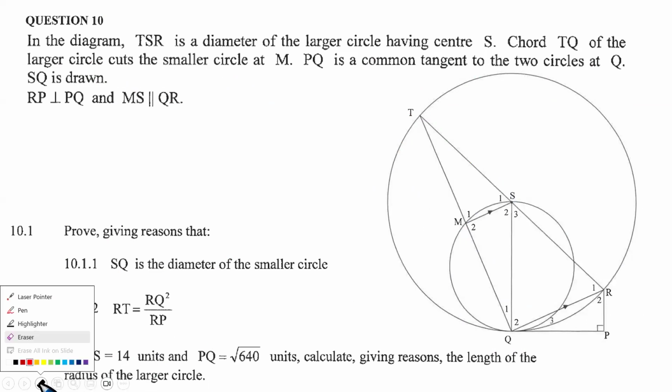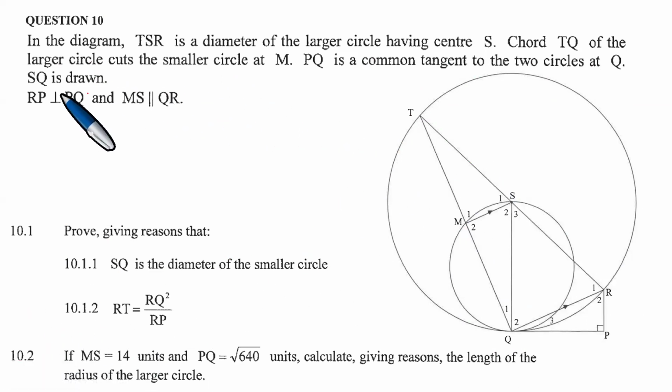Let us look at what information has been provided up here. And cut the smaller circle at M. Okay, here's the M, we've seen that. PQ is a common tangent to the two circles at Q. So in other words, PQ is a tangent to the smaller circle, but it's also a tangent to the bigger circle there. Okay, good. Let us continue now and analyze these very carefully.